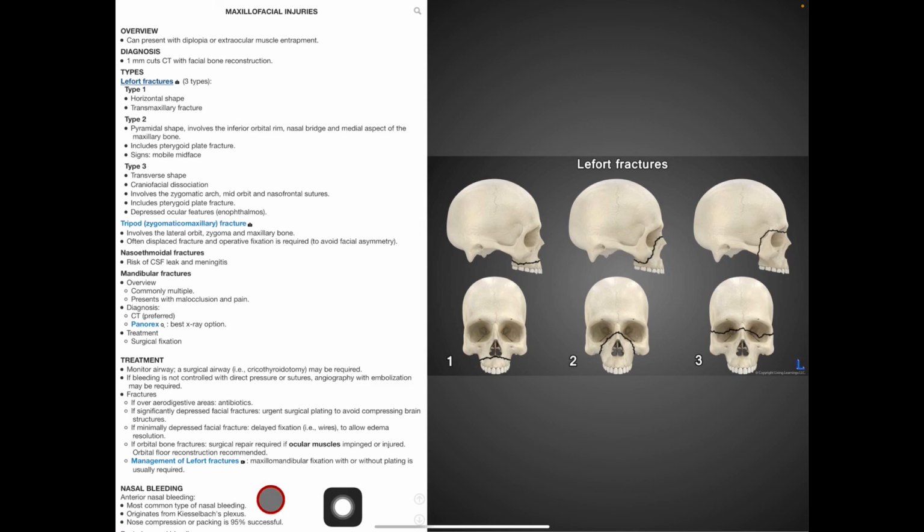Many times kids will present with this, and that's because kids stick foreign bodies up their nose and pick at their nose. It's easily treated by nose compression. You would just compress the cartilaginous tip of your nose for about 10 minutes. If that fails, you would just pack with gauze, and that's almost always successful.